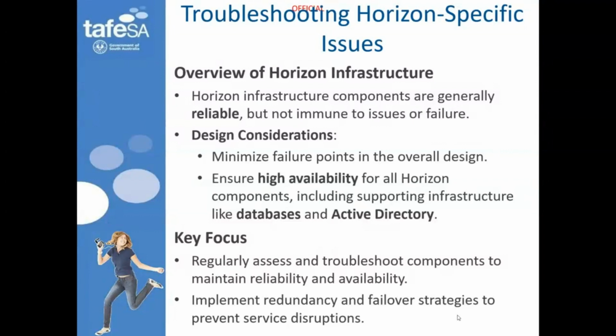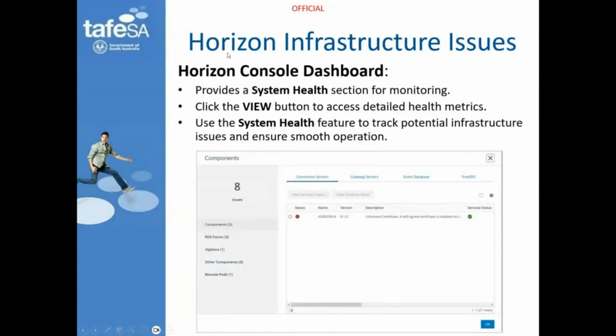Implement redundancy and failover strategies to prevent service disruptions. So, for example, the Horizon console dashboard provides a system health section for monitoring. If you click the view button to access the detailed health metrics, we can use the system health feature to track potential infrastructure issues to ensure clear operation.